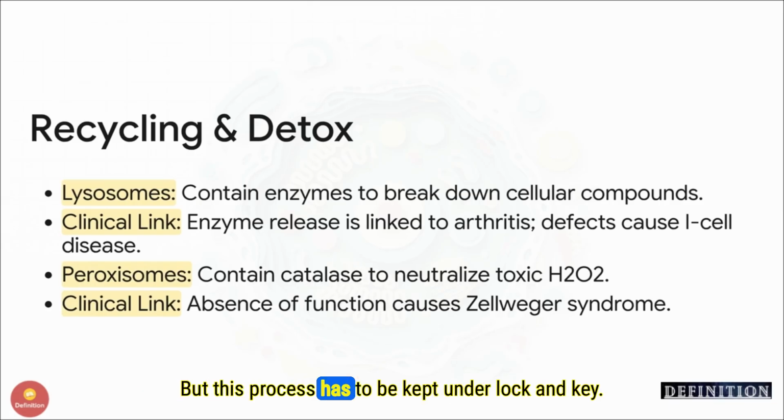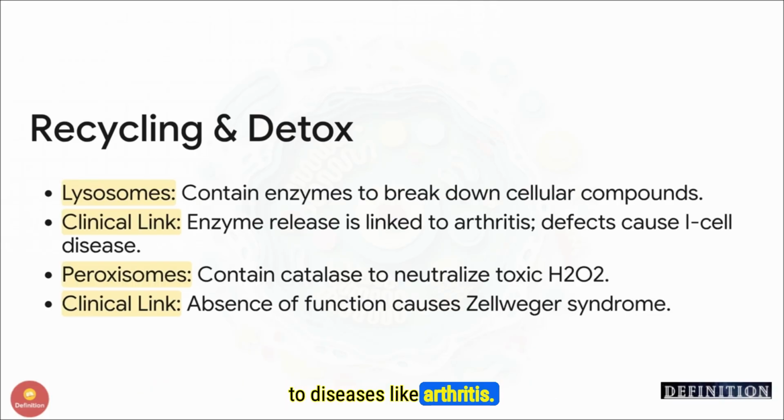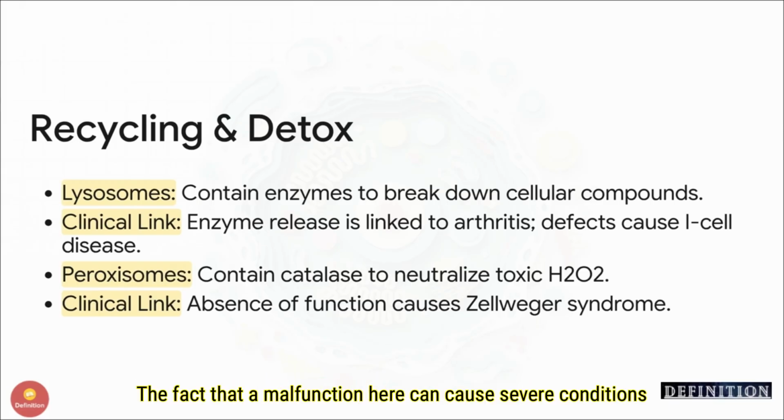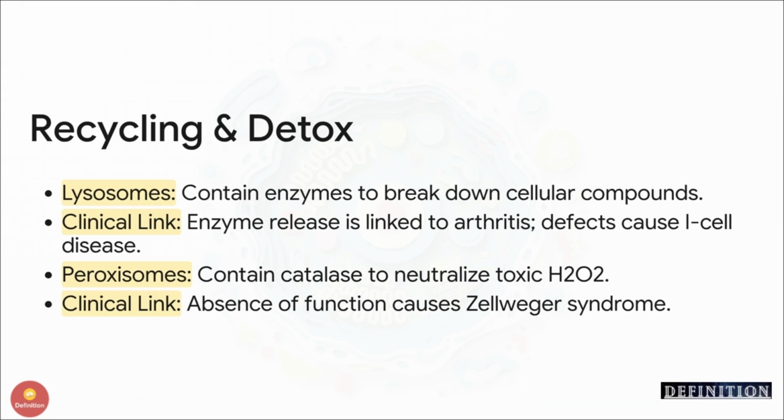But this process has to be kept under lock and key. If those enzymes leak, they can cause serious damage linked to diseases like arthritis. Peroxisomes handle a different kind of toxic waste, neutralizing things like hydrogen peroxide. The fact that a malfunction here can cause severe conditions just shows how critical waste management is inside the cell.